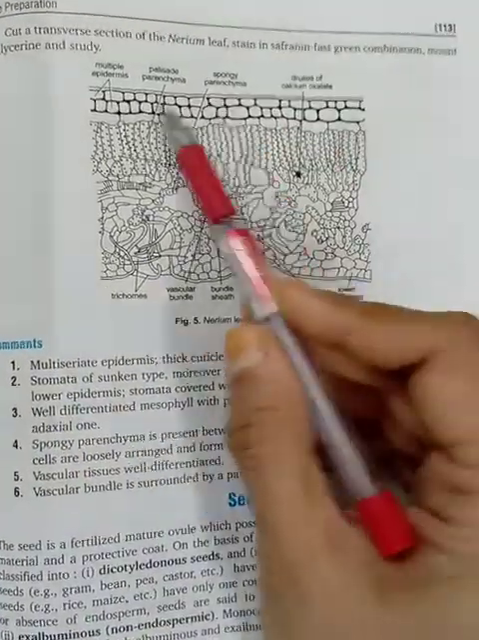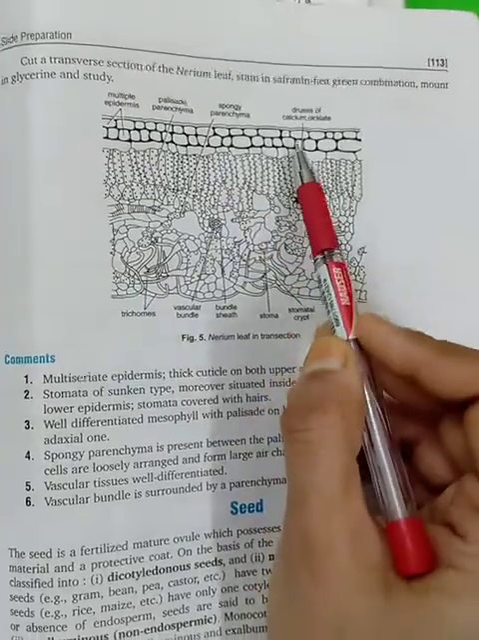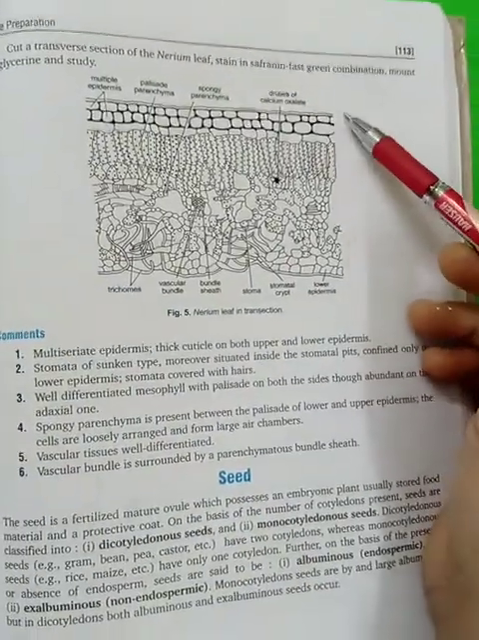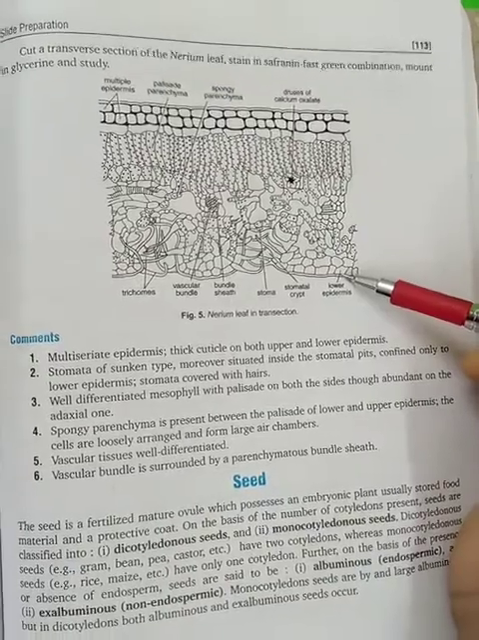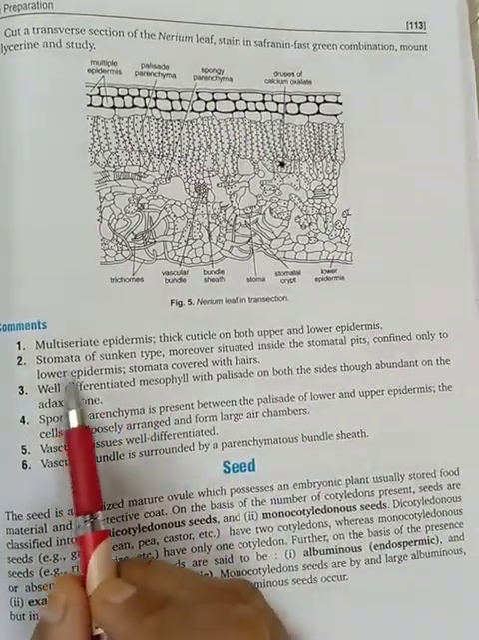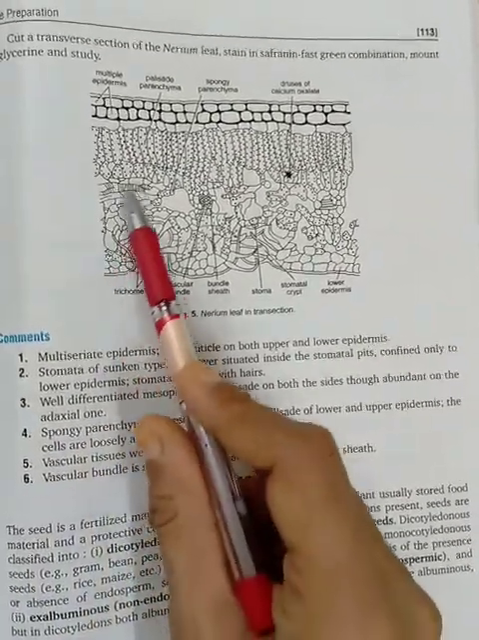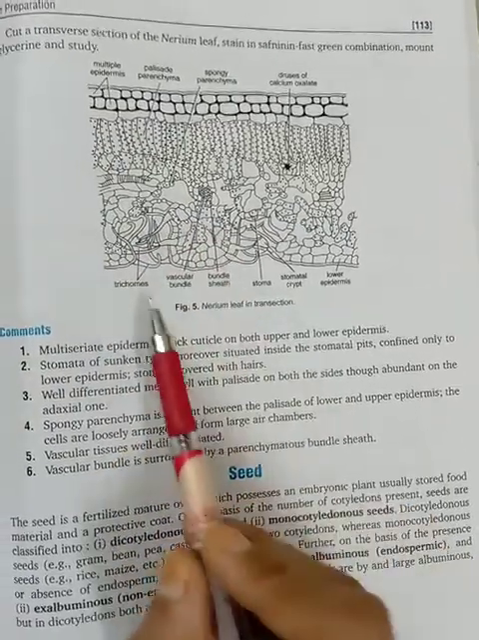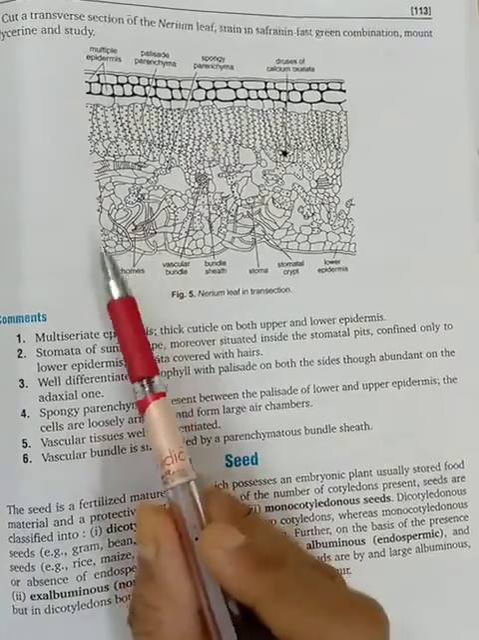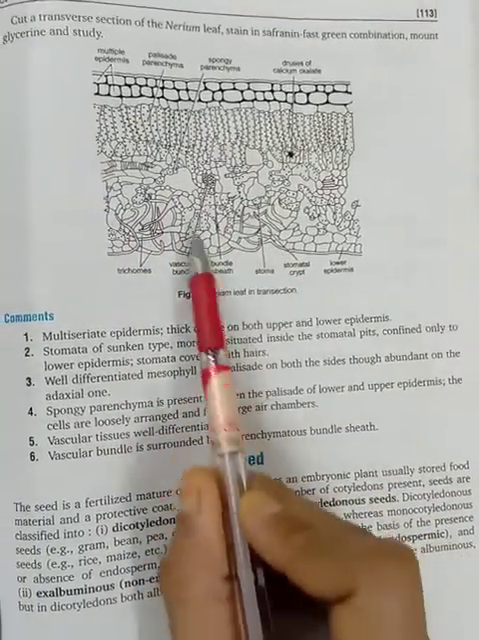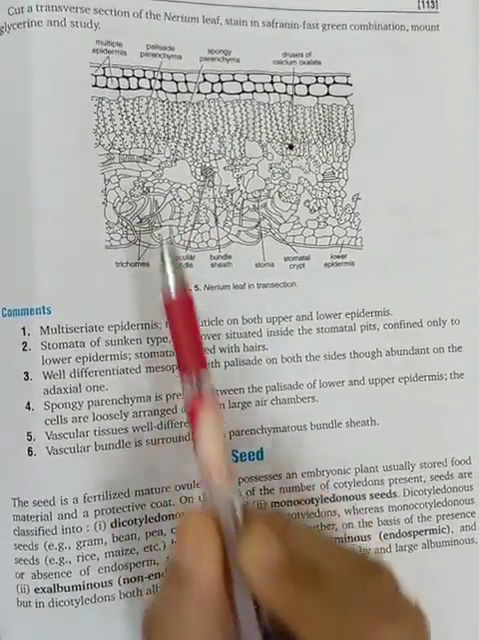multiseriate epidermis. Here you can see epidermis is multiseriate, right? Thick cuticle on outside, both upper and lower epidermis. The cuticle is very clearly seen, a thick amount of cuticle. Stomata are sunken. You can see stomata are sunken. Moreover, situated inside the stomatal pits, confined only to the lower epidermis. And yes, they are covered with stomatal hairs.